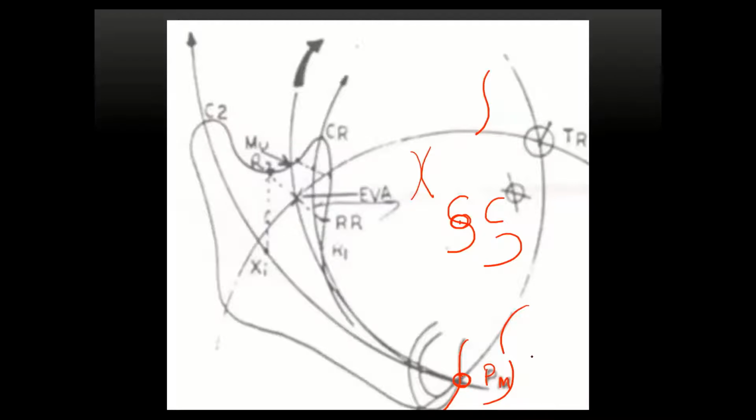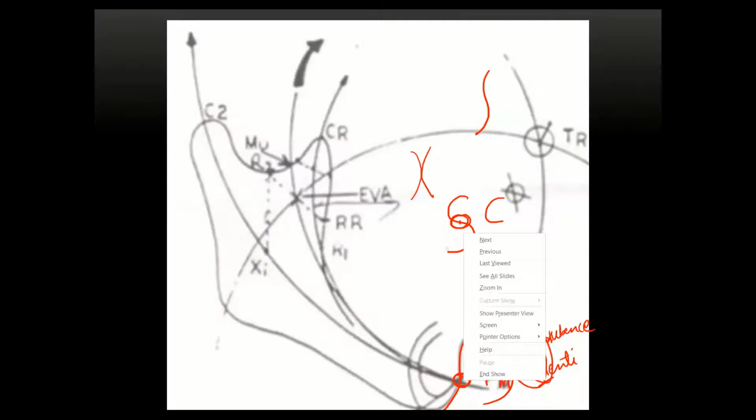Okay. This is called protuberance menti. Protuberance menti. PM. Okay, PM point. Now take the distance of PM point and EVA point. Put your divider on PM point and draw an arc.